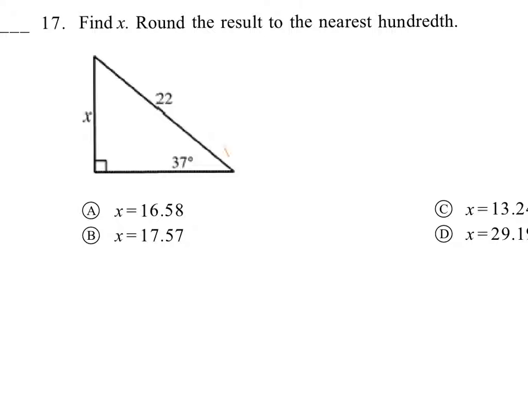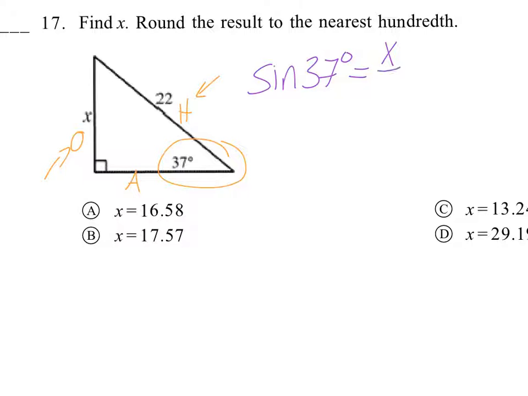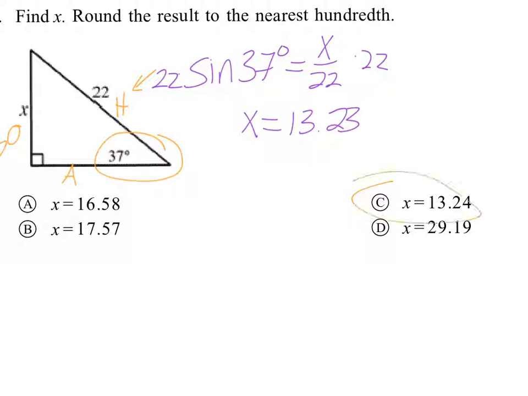Here we're going to find x. We're going to use some trig to do that. So I've got an angle. Here's my opposite, here's my hypotenuse, and here's my adjacent. I know my hypotenuse and I want my opposite. That's going to be sine. Sine of 37 degrees is equal to x over 22. When I multiply both sides by 22, I get my answer. So we get 22 sine of 37, and x equals 13.23, and that's going to be C.